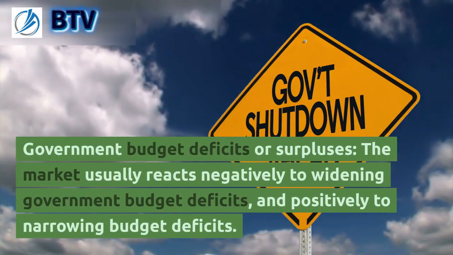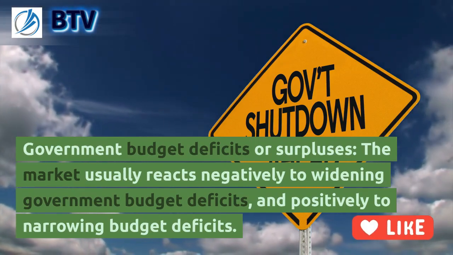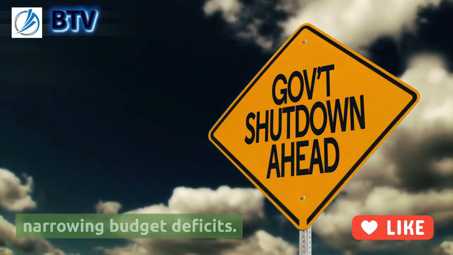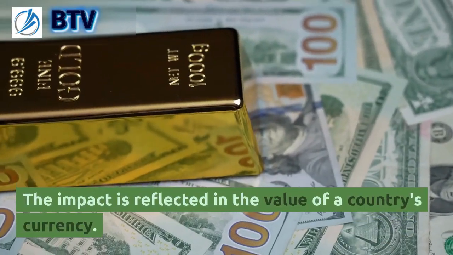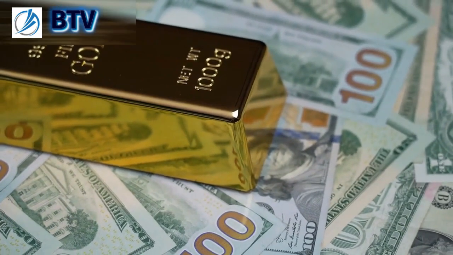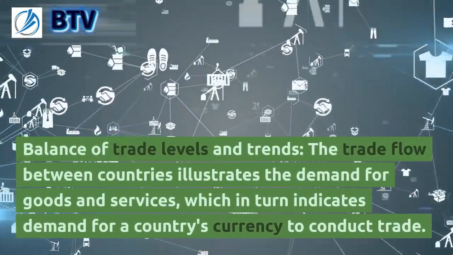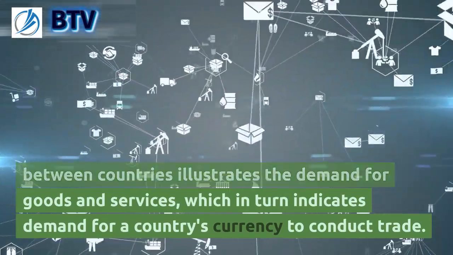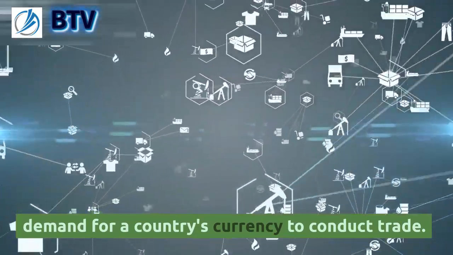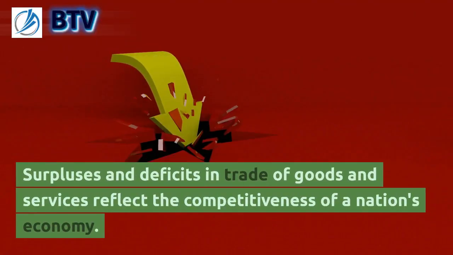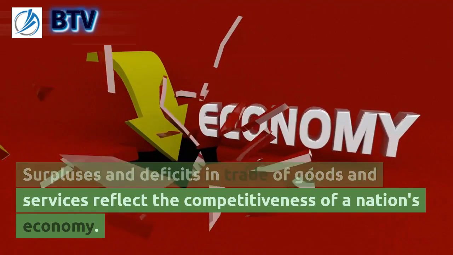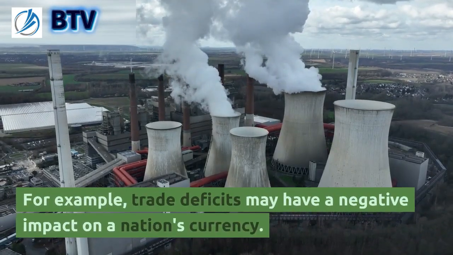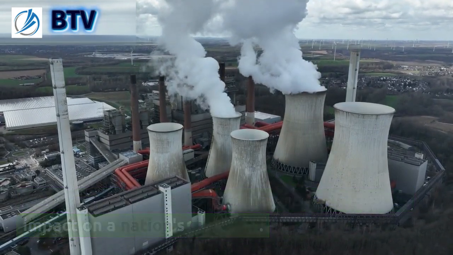Government budget deficits or surpluses. The market usually reacts negatively to widening government budget deficits, and positively to narrowing budget deficits. The impact is reflected in the value of a country's currency. Balance of trade levels and trends. The trade flow between countries illustrates the demand for goods and services, which in turn indicates demand for a country's currency to conduct trade. Surpluses and deficits in trade of goods and services reflect the competitiveness of a nation's economy. For example, trade deficits may have a negative impact on a nation's currency.